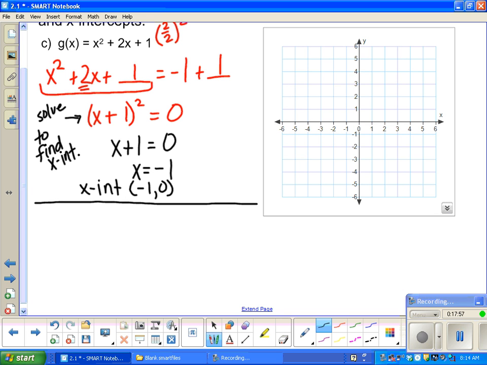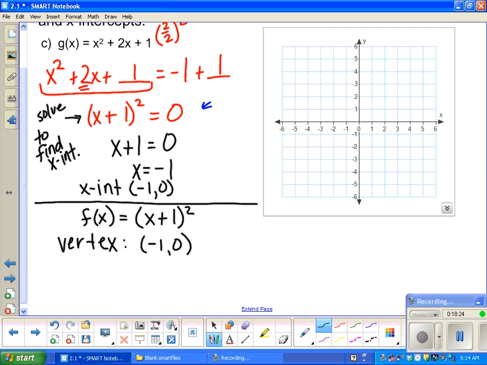So now, my function, I've already put it up here. This is my function in vertex form. Okay, so that would be plus 0. So if I identify my vertex, it's also going to be the same as my y-intercept at (-1, 0).